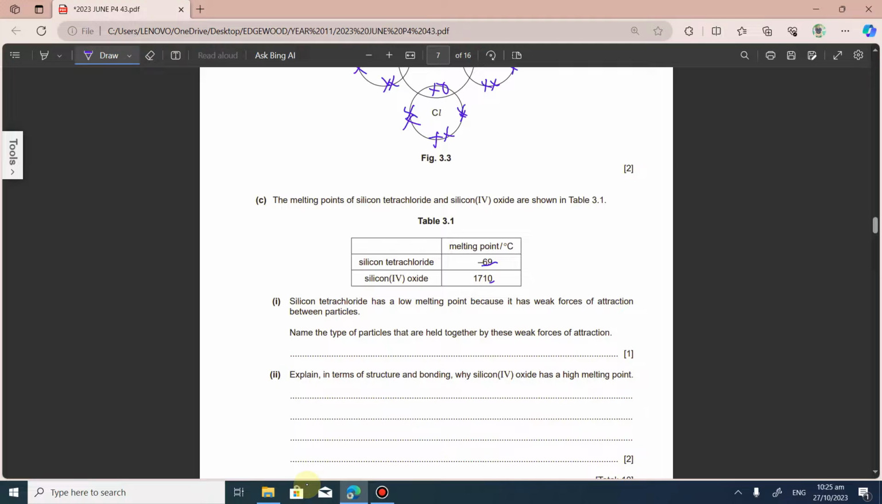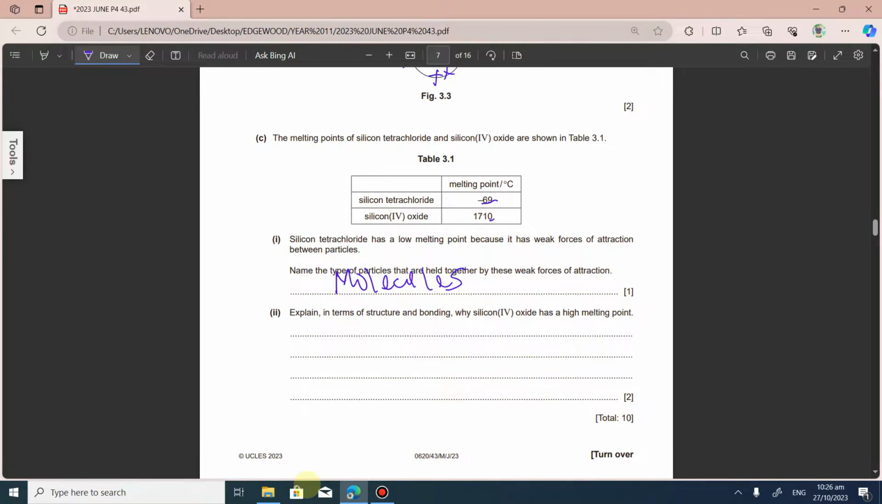So name the type of particles that are held together by these weak forces of attraction. So the type of particles are simply the molecules. So molecules are the types of particles that are held together. So molecules are the particles that are held together by the weak forces of attraction.